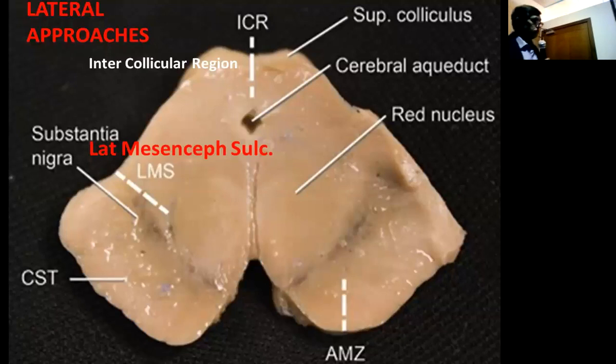Another view is to go lateral to the brainstem, not the anterior, you go lateral. It's called lateral mesencephalic sulcus. There is a sulcus here, and there's a vein here. It's called lateral mesencephalic vein. And then you can go through that safely.